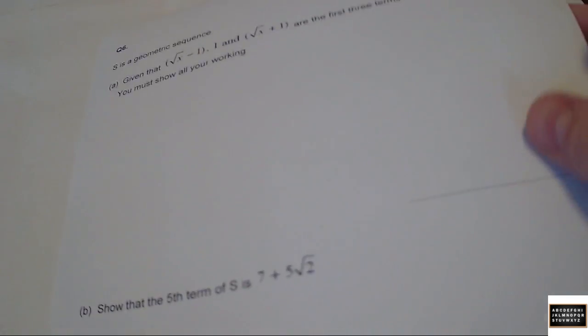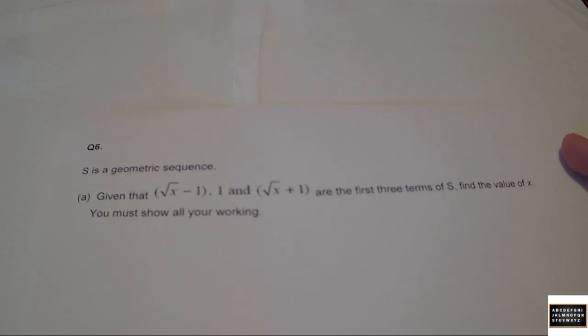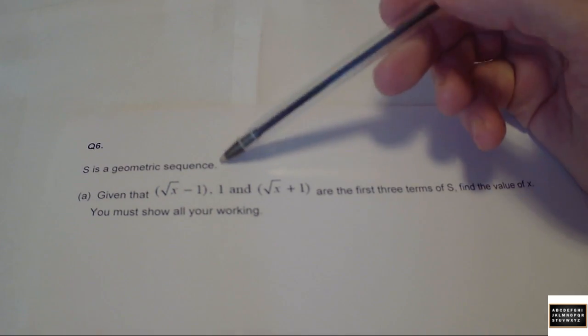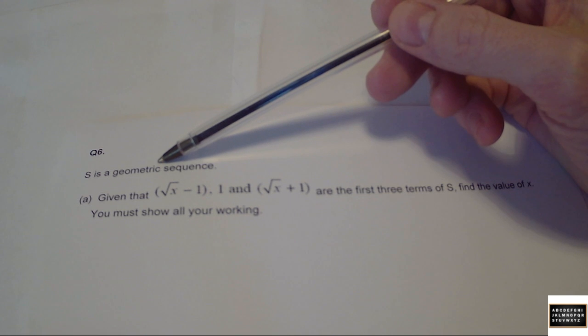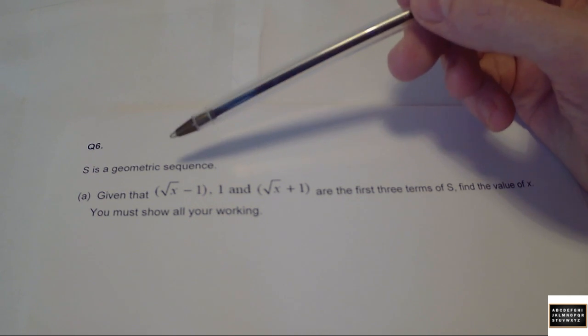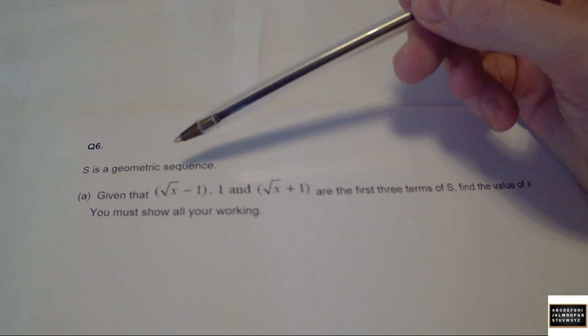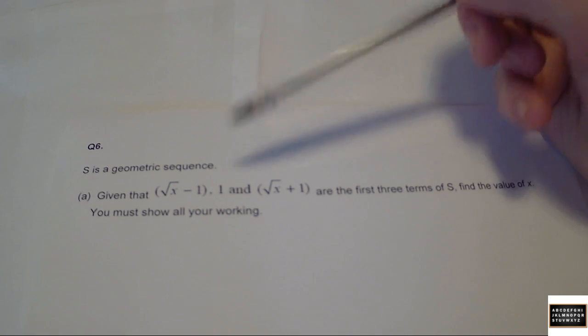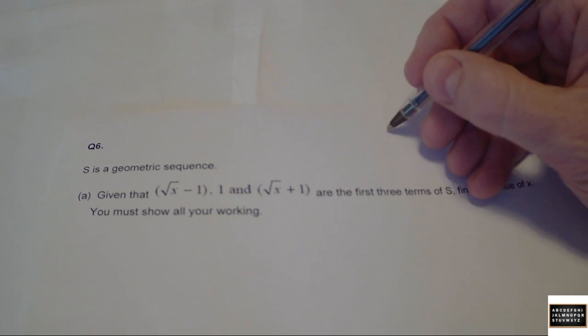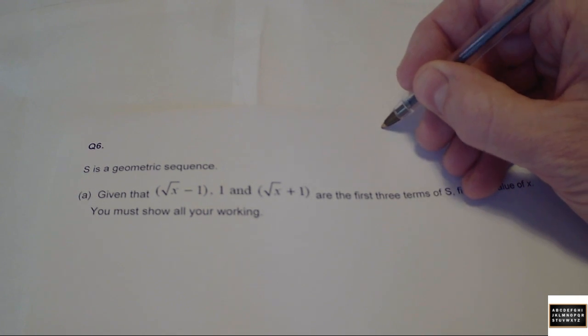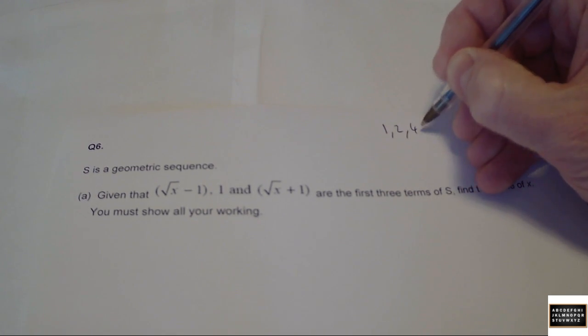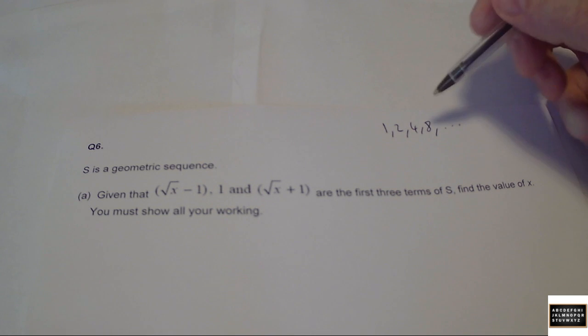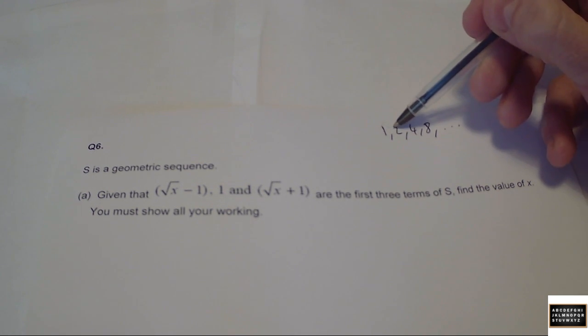Moving on, we've got question 6 here. It's slightly quirky, a slightly different type of question. It's talking about a geometric sequence. What's a geometric sequence? You should know, but a geometric sequence is a sequence that has a common multiplier. For example, 1, 2, 4, 8, and so on would be a geometric sequence because we've got something multiplied.